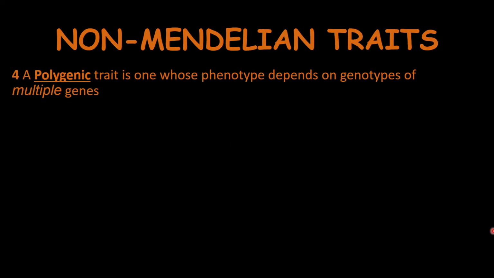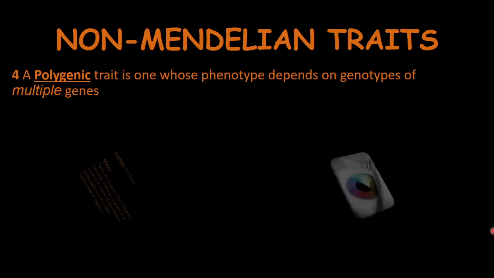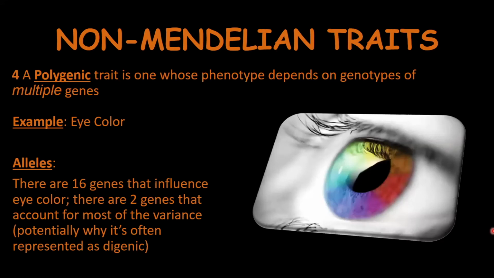So our last example of non-Mendelian traits is a polygenic trait. And so this trait, the phenotype depends on the genotypes of multiple genes. So not just one, but in the case of eye color, it's actually 16. And so while there are 16 genes that influence eye color, there are 2 that are responsible for most of the variants. And so if you Google it, you may see a lot of stuff that just talks about 2 genes. But the point is that more than one gene informs what your eye color will be. And so that opens up the door for offspring to have different eye color from anyone else in their families.